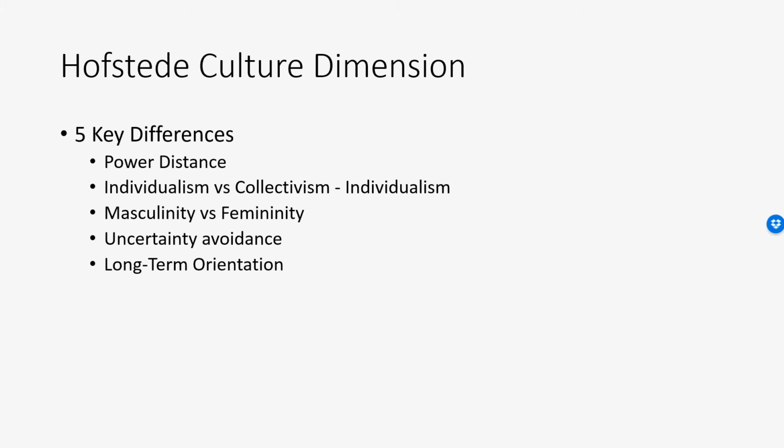Hofstede divides cultural differences into 5 sections that are called cultural dimensions. This model allows you to analyze 2 or more different countries. The 5 sections that constitute the model are power distance, individualism versus collectivism, masculinity versus femininity, uncertainty avoidance, and long-term orientation. Each of them is scored on a scale of 0 to 120.